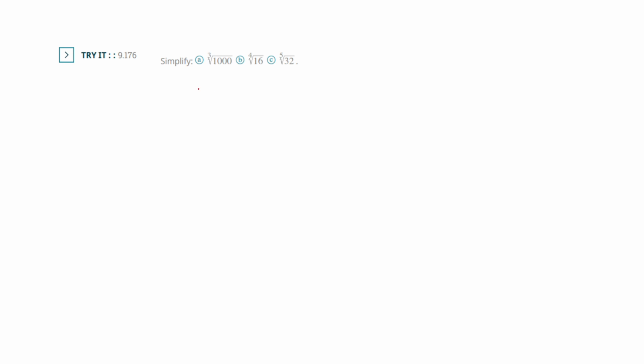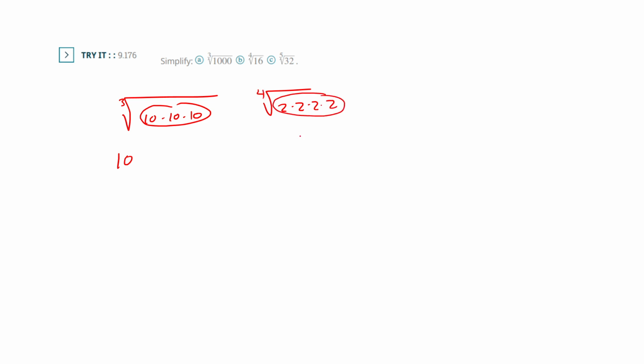All right, more of the same. 1,000 is made up of 10 times 10 times 10. You could break it all the way down, but you'd get the same thing. Got to put my little index up there. So I could bring out a 10 because I've got 3 of a kind. 16 is made up of four 2's, so it takes 4 of a kind to bring out a 2. Little index of 5 up here. It takes 5 of a kind to bring out a 2 in this one for C.